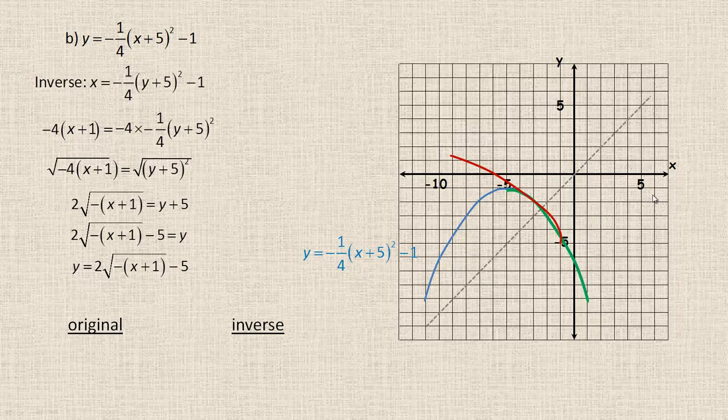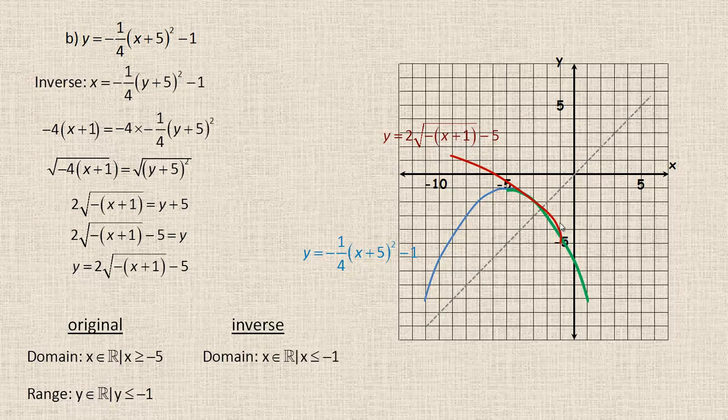That negative means that instead of opening this way, it opens this way. And so that's how we know to graph it like that. So that's my inverse function. The domain of the original function, I'm restricting it to x values greater than or equal to negative 5. And the range, highest y value there, because the vertex, remember, was at negative 5, negative 1, y is less than or equal to negative 1 there. And so for the inverse, the domain is x is less than or equal to negative 1.